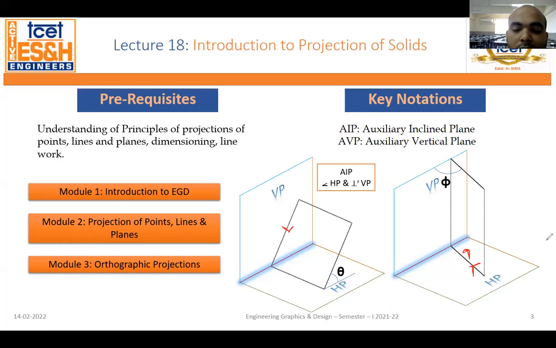So what we are talking about here is the perpendicularity to HP, the perpendicularity to VP, the inclination to HP and the inclination to VP. So this is AVP, which is perpendicular to HP and inclined to VP.